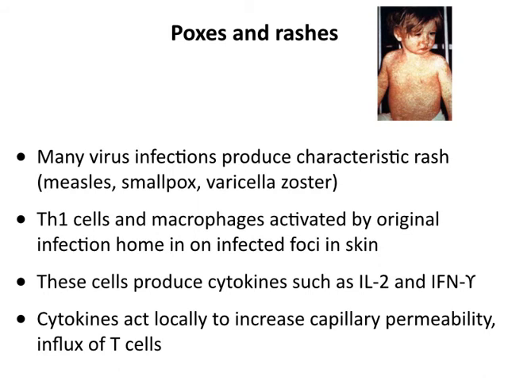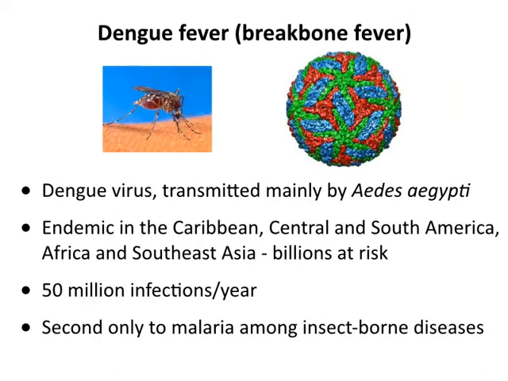If just the virus were replicating in your skin, there would be no rash. But the immune reaction, which is trying to clear the infection, is causing these rashes. So here's an example of an antibody-mediated immunopathology, and this is dengue fever, also known as break bone fever, because when you get it, your bones hurt a lot, apparently. Feels like they're breaking.